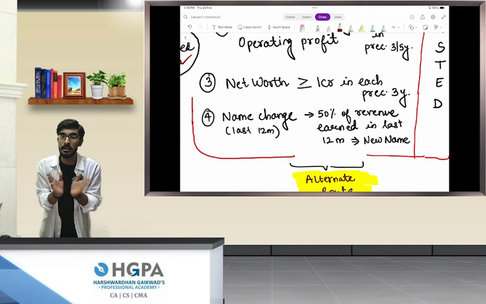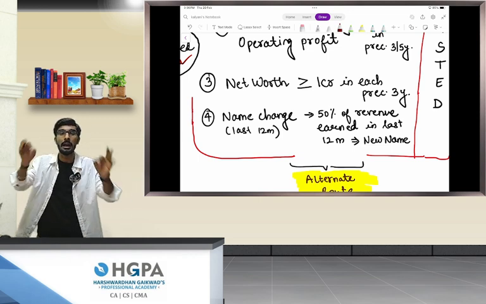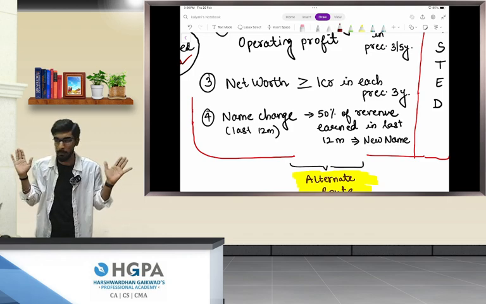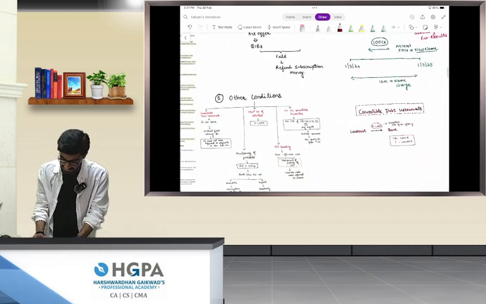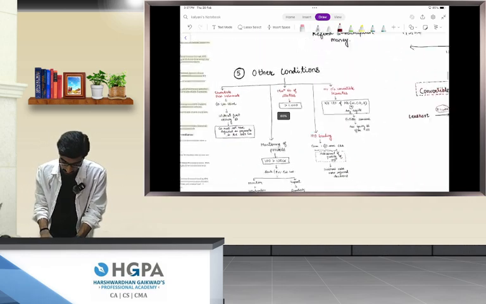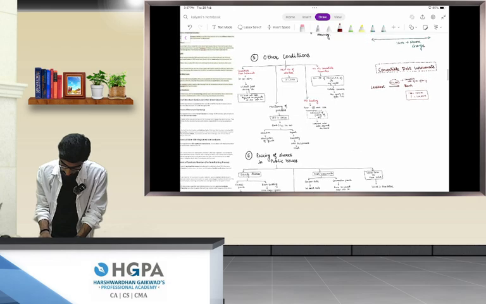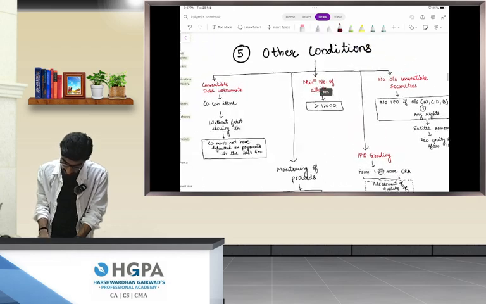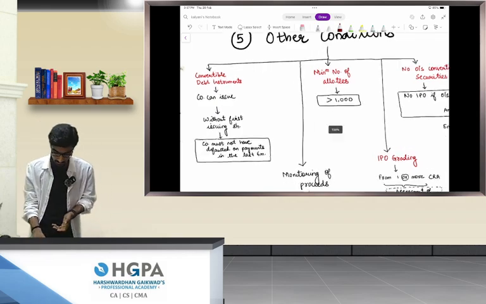If the company still does not comply with the 2 conditions, it has to refund the entire subscription money to the public. Clear? With this, let's proceed with the next. Next is other conditions.